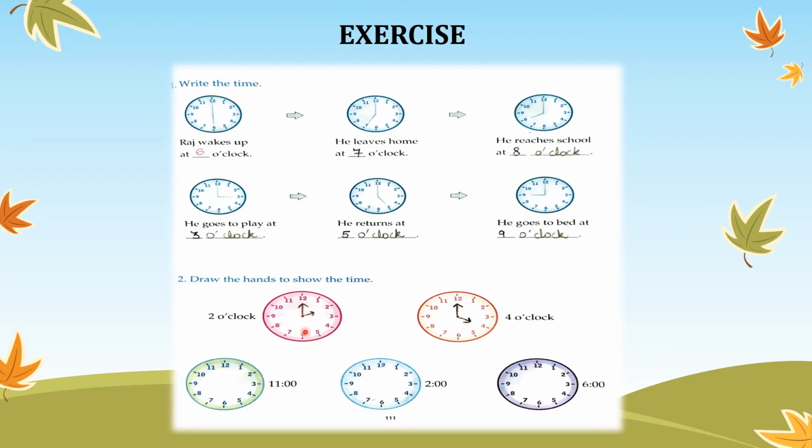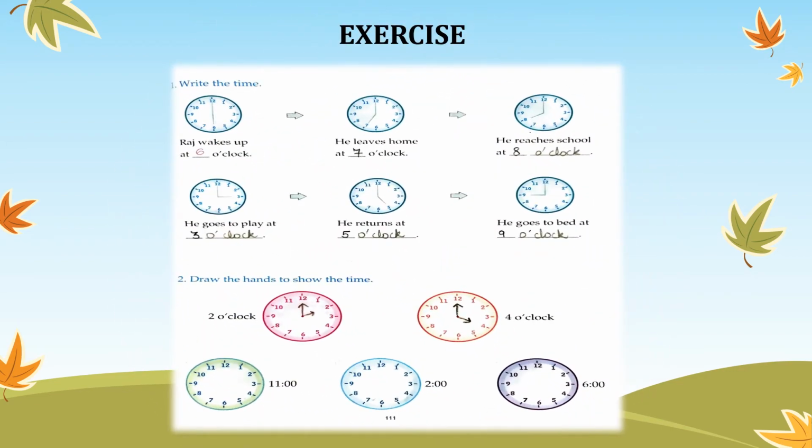2 o'clock and 2:00 is same. It is also 2 and it is also 2. 6. 6 means the straight line like this. 6 means the straight line like the first one. Just try it yourself. We will be discussing the answers in our next class. I hope this is clear to you now.